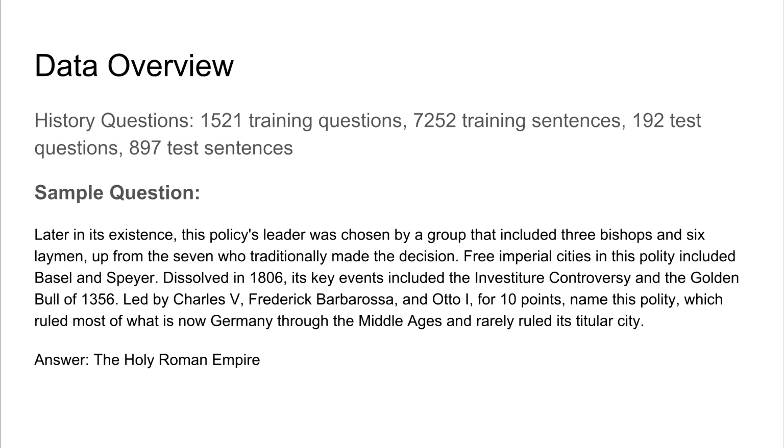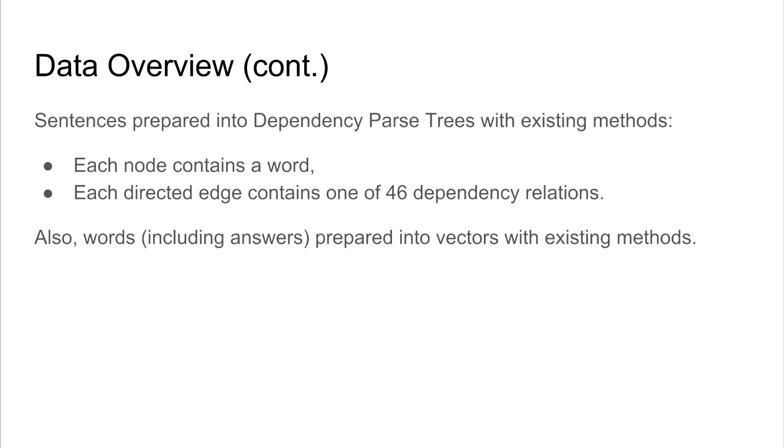The data is split up into history questions and literature questions, but our project focused mainly on the history side of things. A sample question is given below. One thing that's important to note is that as you process each sentence, the later sentences in the paragraph give more clues about the answer. Also, sentences are prepared into dependency parse trees with existing methods, and we'll be going over those existing methods in this presentation.